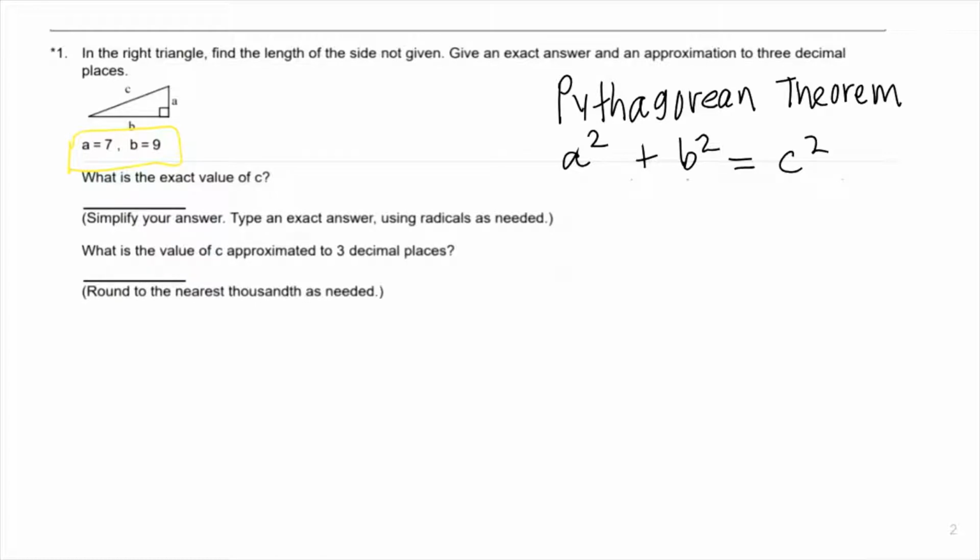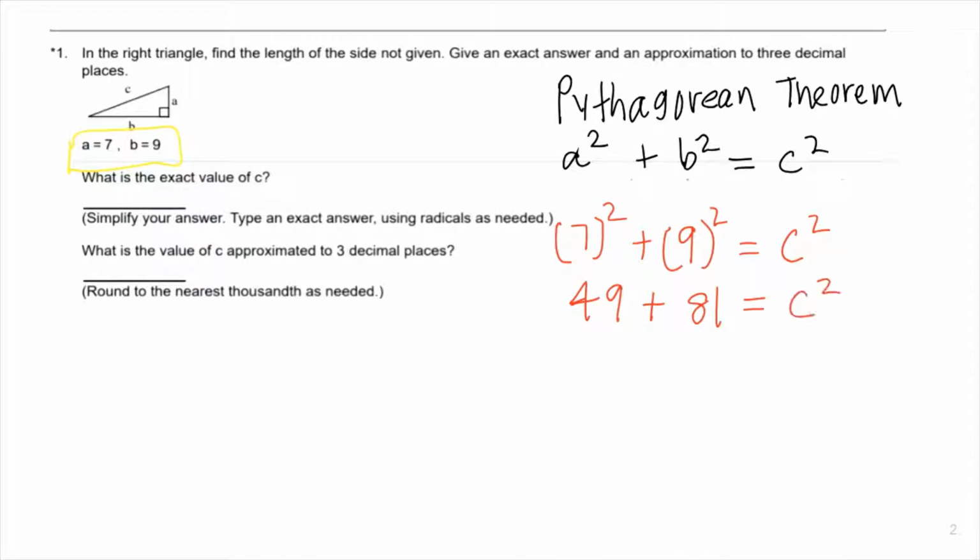So I have my a squared is 7. And you know I like to write everything in parentheses. B is 9 equals c squared. So c is what I need to find. 7 squared is 49. That's 81. 9 squared is 81. 49 plus 81 is 130.